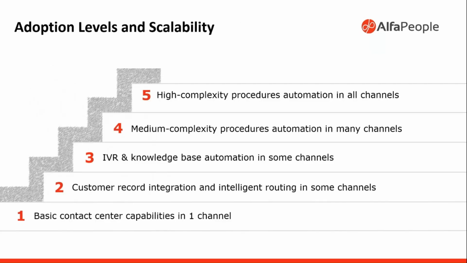And for contact center, we have some levels of adoption and scalability. First of all, we have the basic contact center capabilities, just one channel. Then we have customer record integration and intelligent routing in some channels. The third level of adoption is creating an IVR, giving more knowledge, and also answering our customers based just on our knowledge base with generative AI. So the AI will generate all the context and all the messages that we want. The fourth is medium complexity procedures automation, maybe many channels, creating maybe task agents and also autonomous agents. And the fifth, the highest one, is creating procedure automations in all channels and maybe with multiple autonomous agents. So contact center will help us from basic to the most complex in just one place.